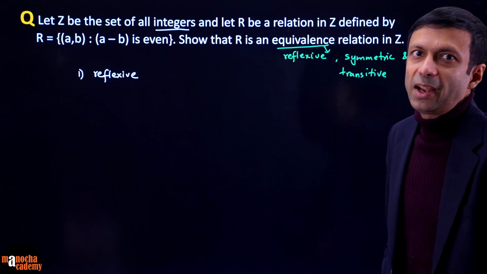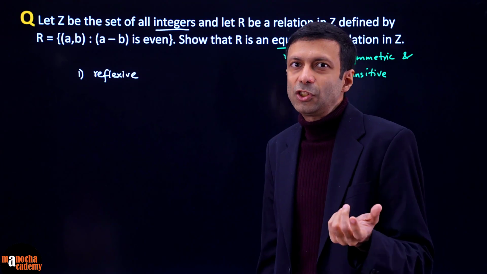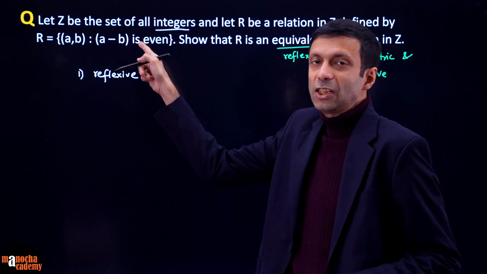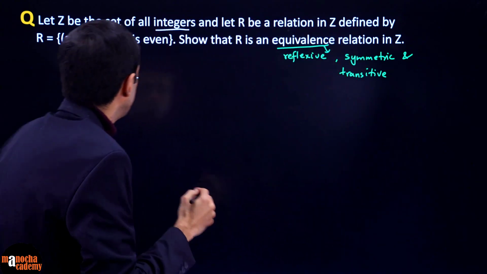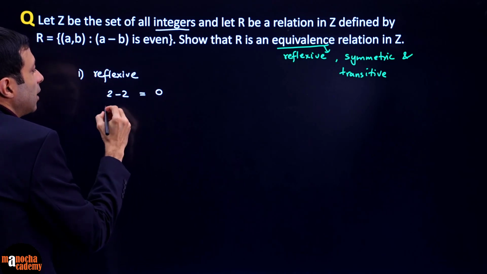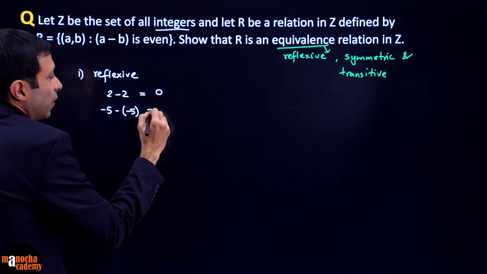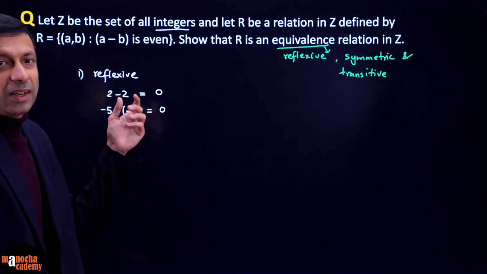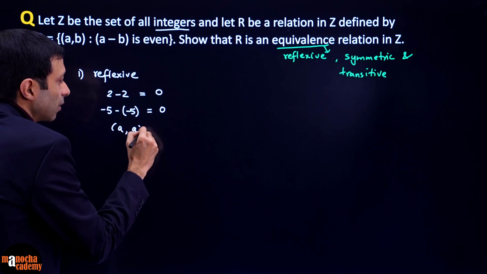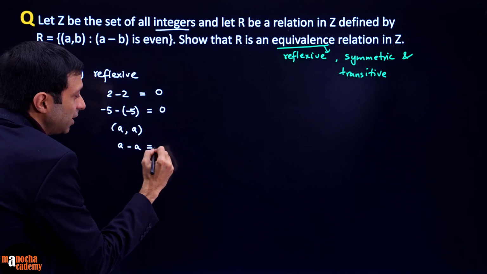So let's say I give you some integer like 2. If you take an integer like 2, then does (2, 2) belong to the relation? Let's check. 2 minus 2 is how much? It is 0. Or if you take, let's say, minus 5, then minus 5 minus (minus 5) is 0. So whenever you take a pair like (A, A), the difference A minus A is going to be 0.